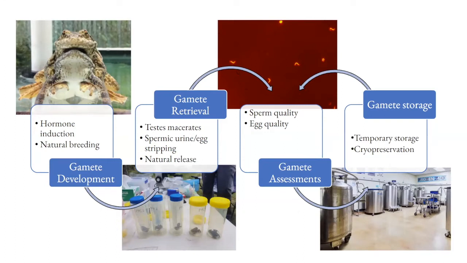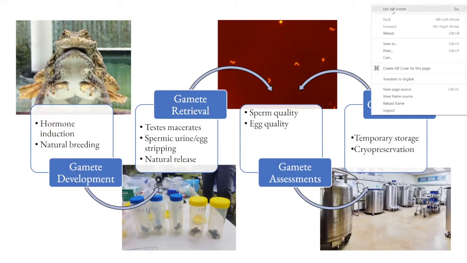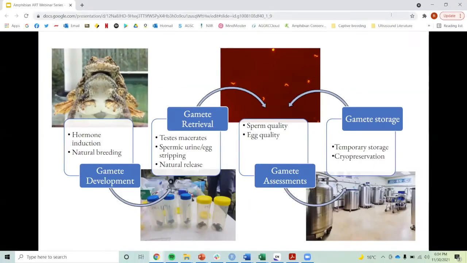Retrieval, again, is species specific. There are different protocols you can use that are highly species dependent in order to obtain your gametes, like obtaining spermic urine or egg stripping, as well as any sort of natural release. Intestis macerates is also a way that you can obtain sperm, and this is more of an opportunistic method if you unfortunately have a dead animal, or if you're able to humanely euthanize your animals to obtain their gametes.